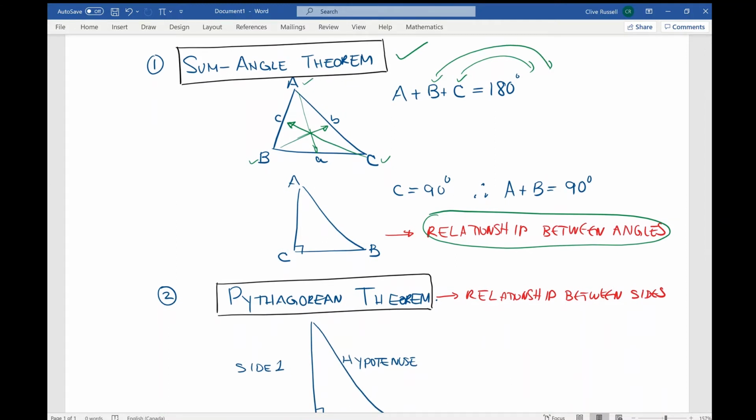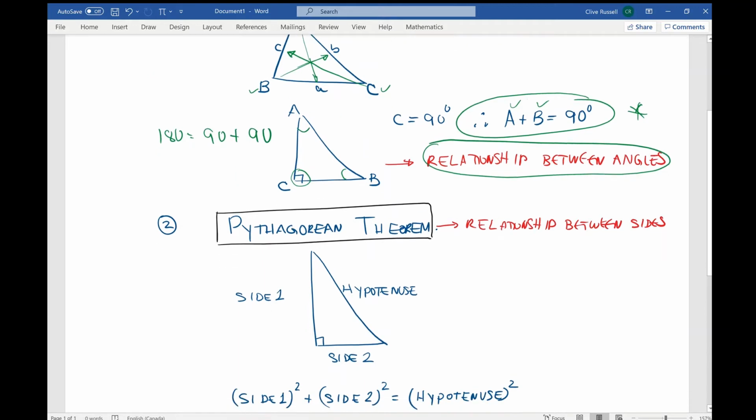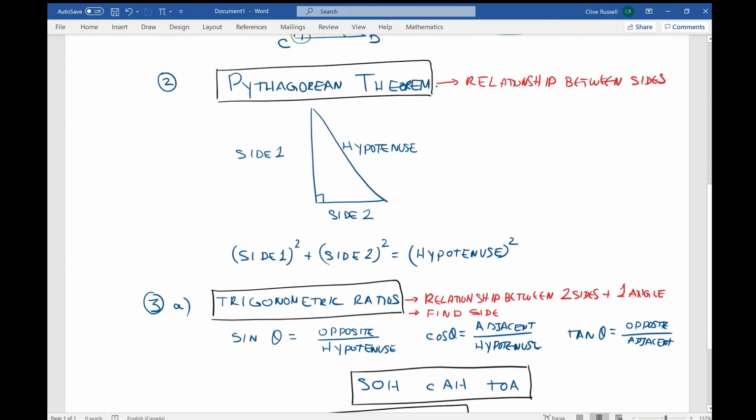Since we're talking about right triangles, that means that one of the angles, in this case C, is 90. So if you recognize that 180 is really 90 plus 90, and C is already 90, it means that A and B together must add up to 90 degrees. So that's important to know also, that in a right triangle, if you exclude the 90 degrees, then the other two angles must add to 90 degrees. All right, so that's a relationship between the angles.